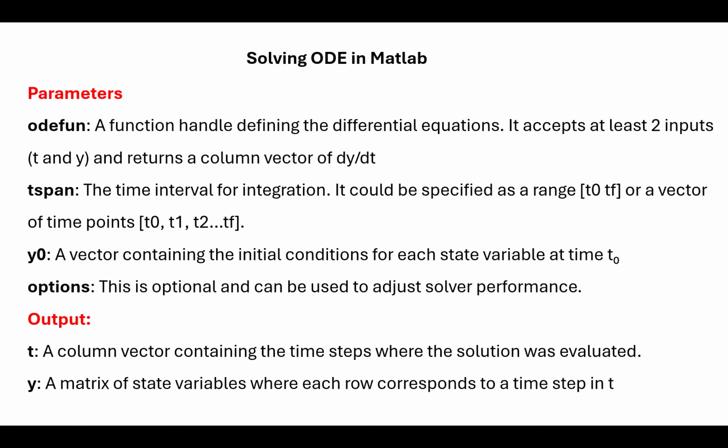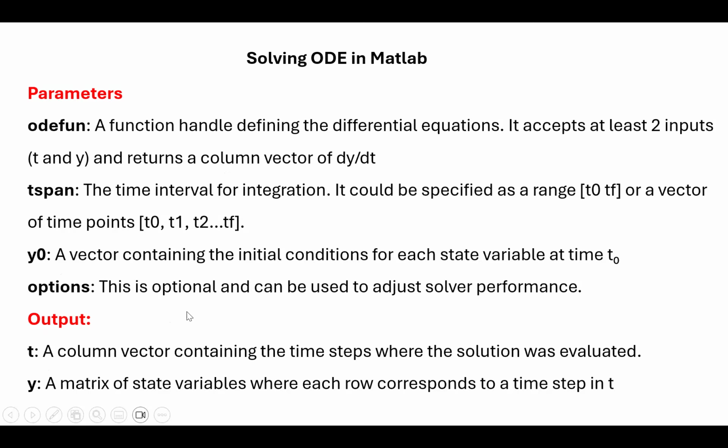So if you have three differential equations, for example, you need three initial conditions. Options is optional and can be used to adjust solver performance. The output is going to be t and y. t is a column vector containing the time steps where the solution was evaluated. So this t will just store this t span, for example. And y is a matrix that will store the values of y that correspond to each time stamp in this vector t.